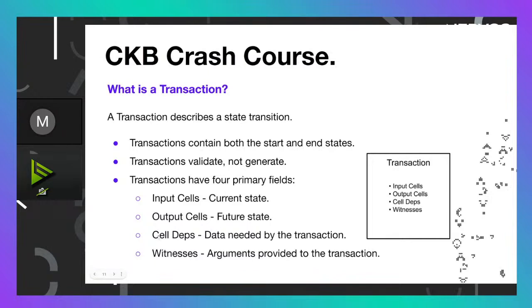We have a third field, I should say, which is the cell depths. This is data needed by the transaction. We'll show you how some of this works, but this is usually pointing to the smart contract that needs to execute, or something like Oracle data, for example.